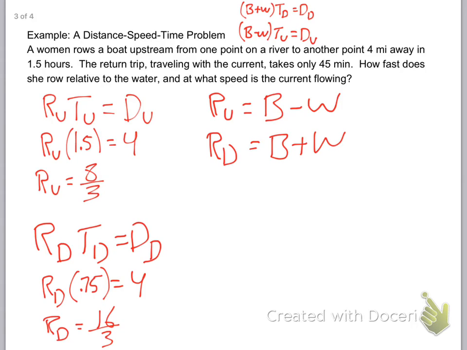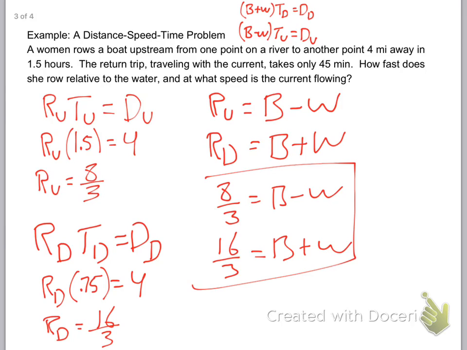But anyways, we could combine them all at one time by placing these equations in for RU and RD. That means you would actually end up with these equations right away. But here's the cool thing. I now know that 8/3 is the boat minus the water, and 16/3 is equal to the boat plus the water. Don't I just have a system now that I can solve for B and W, and B and W are what we want.